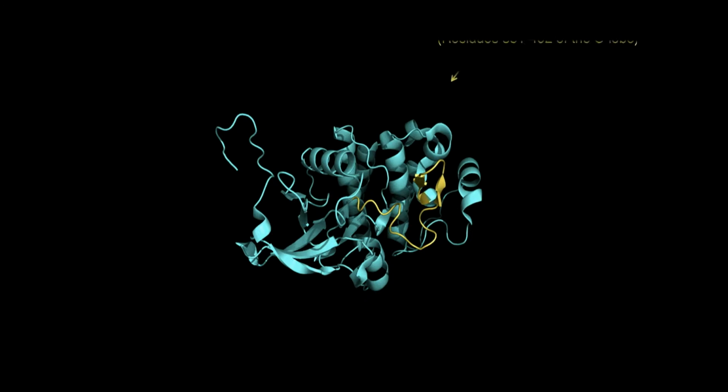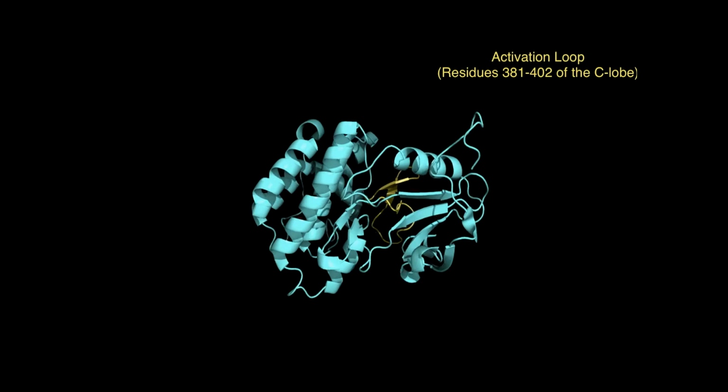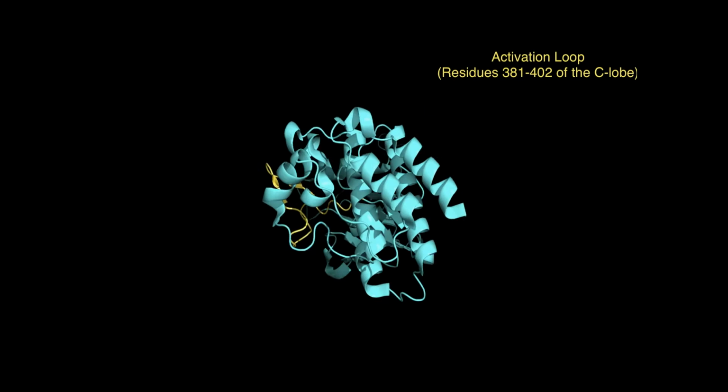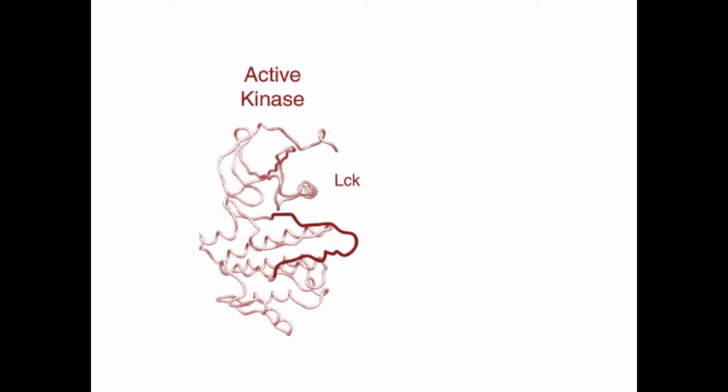Whether the kinase is in the activated or deactivated state is determined by the conformation of the activation loop, or A loop, comprised of residues 381 to 402 of the C lobe. In its active conformation, the A loop is open because it swings away from the catalytic center, making the kinase available for activation by phosphorylation.